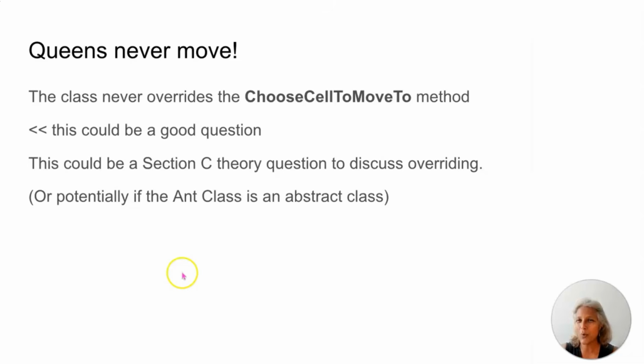I think I said this before, queens never move. The class never overrides that choose cell to move to method. So it could be a good question where you implement it, or it could be a theory question to discuss overriding, or potentially whether that ant class is still technically an abstract class, because it doesn't override. You could discuss that an ant class is an abstract class because it has this choose cell to move to, which it's expecting all child classes to override.